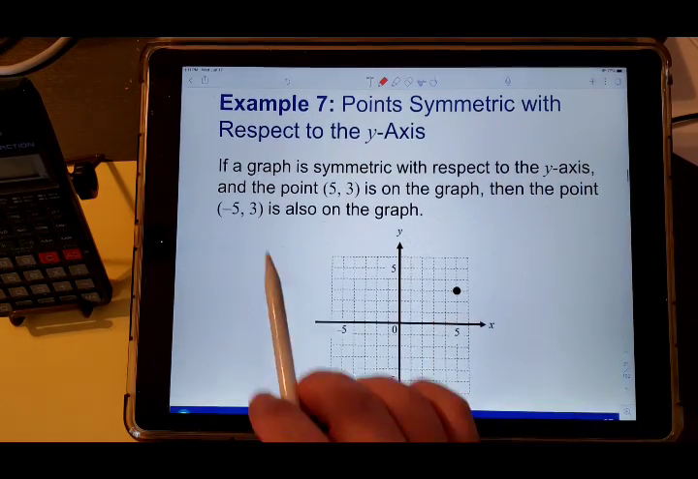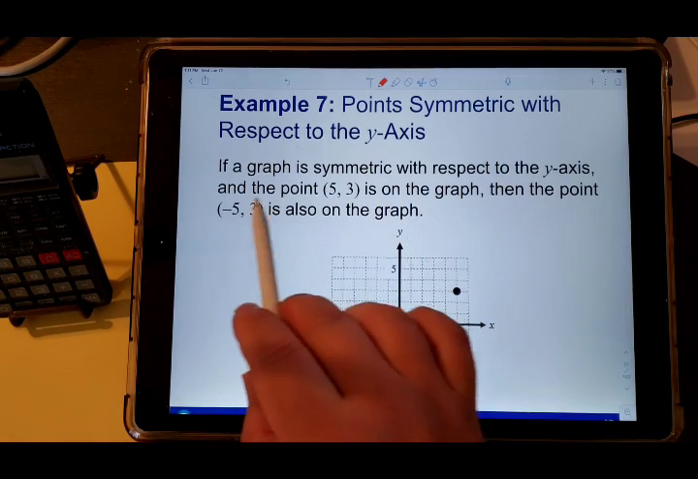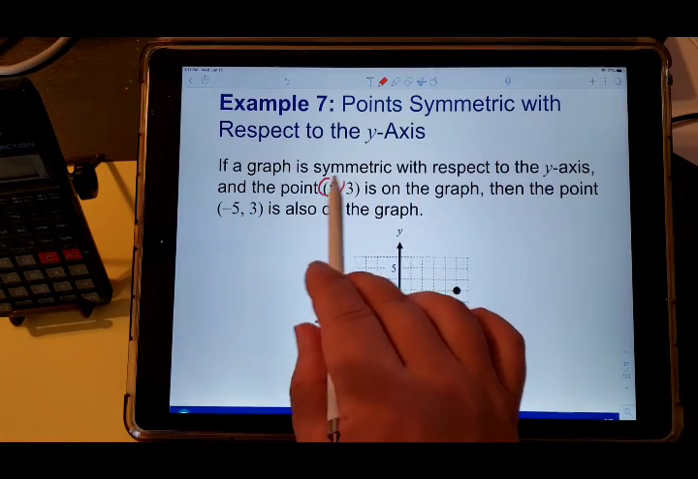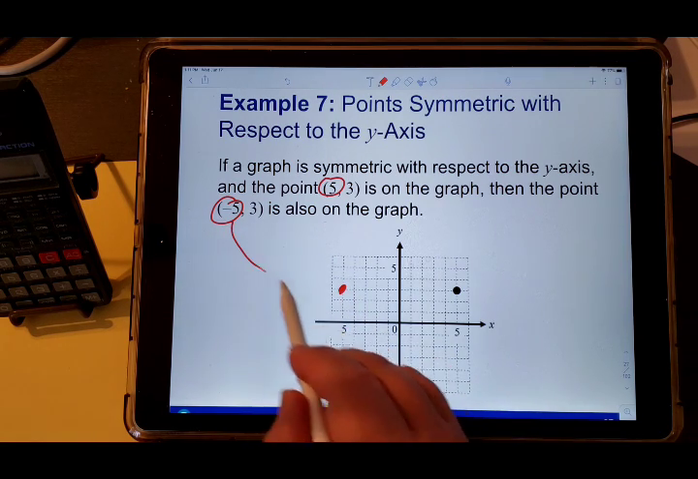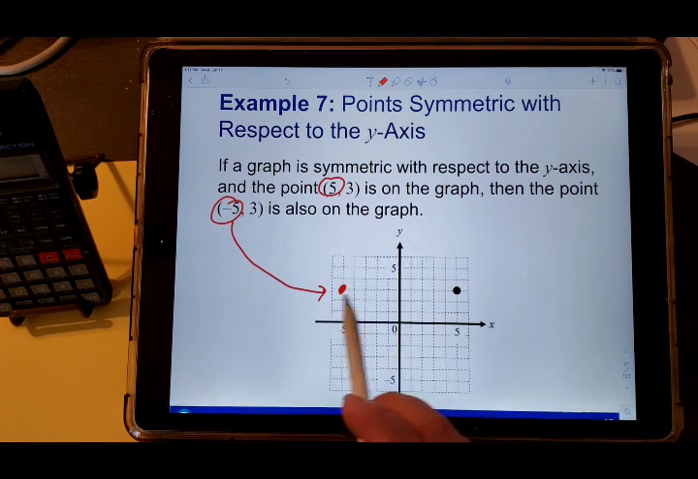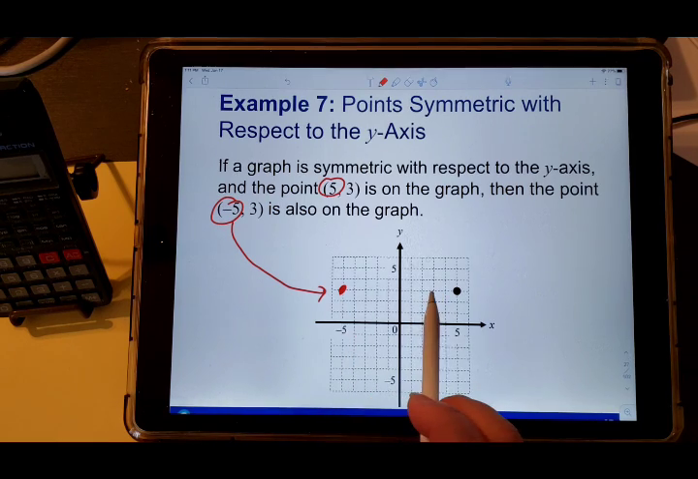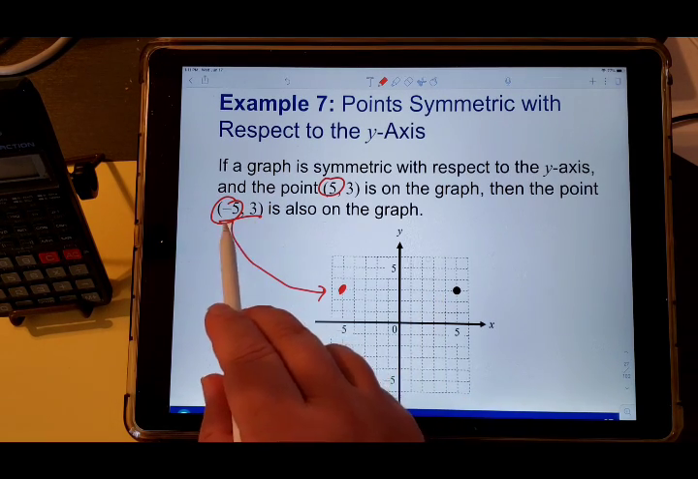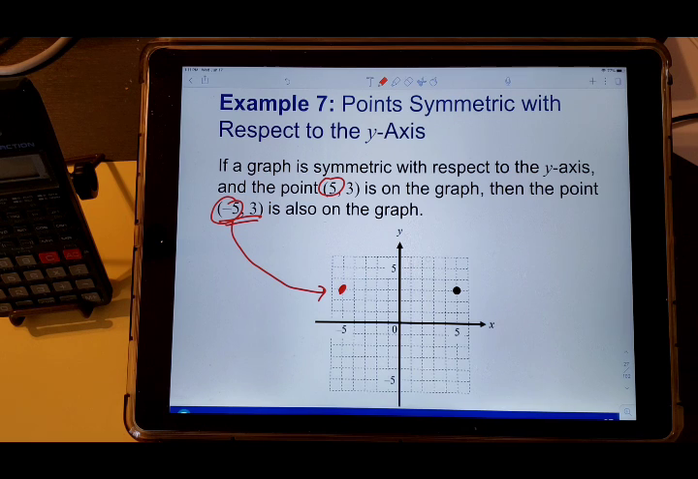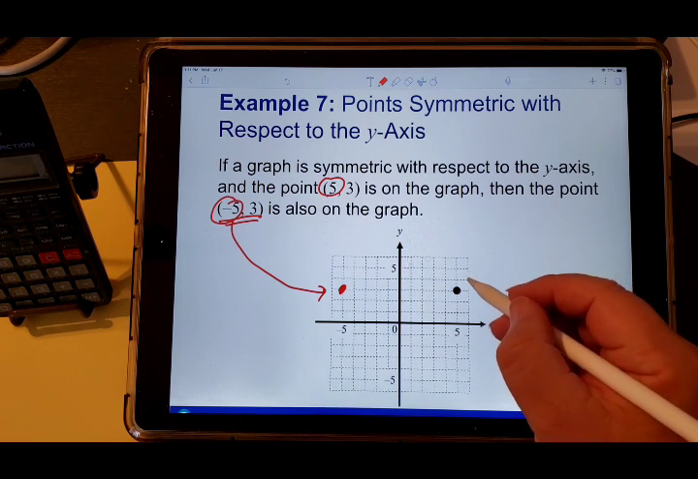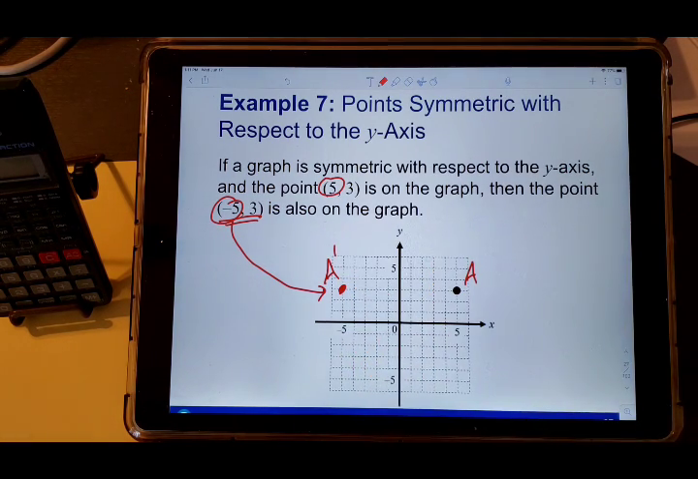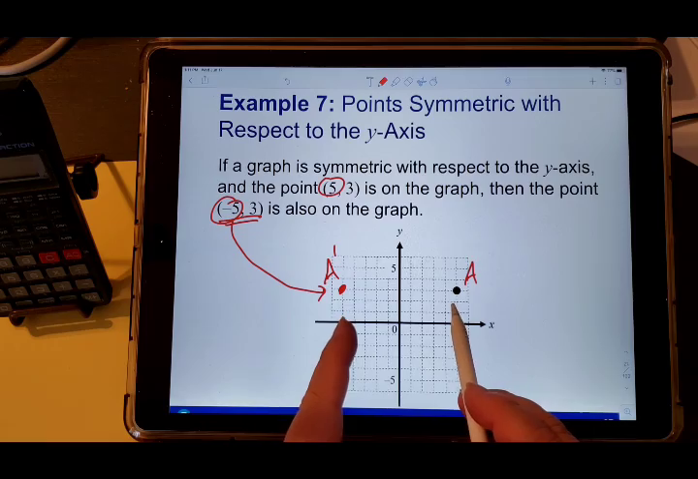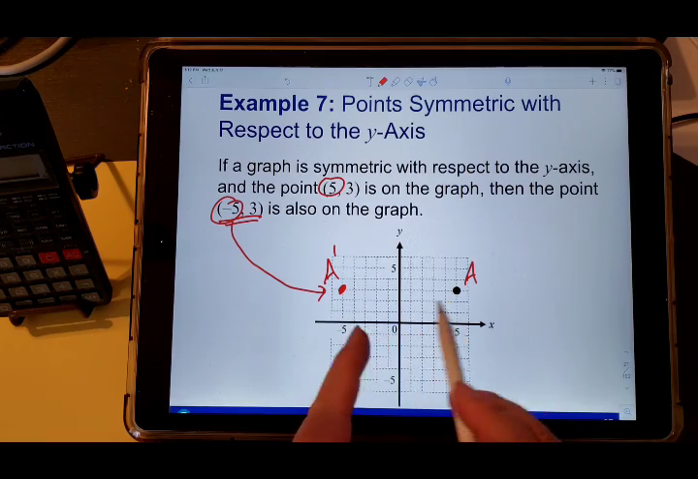It's saying if a graph is symmetric with respect to the y-axis and it contains this point, it's also going to contain this point right here. And that's visually true, but even before I drew it, I knew that if somehow I knew the graph was symmetric with the y-axis, I would have this point A, and I'd have this point, I'll call it A prime, because if it's symmetric, that must happen.